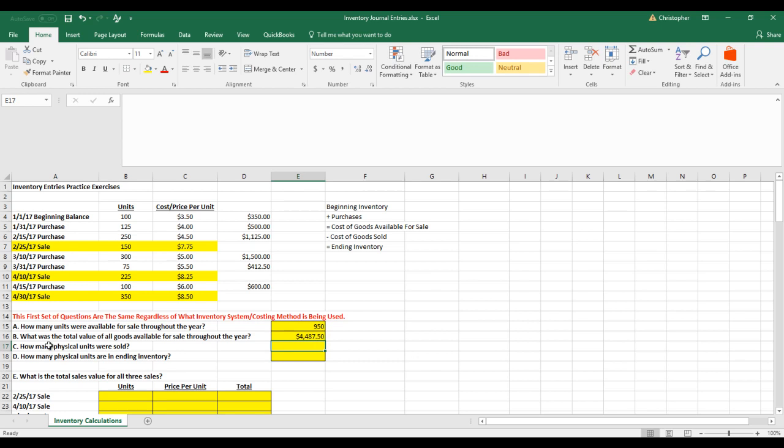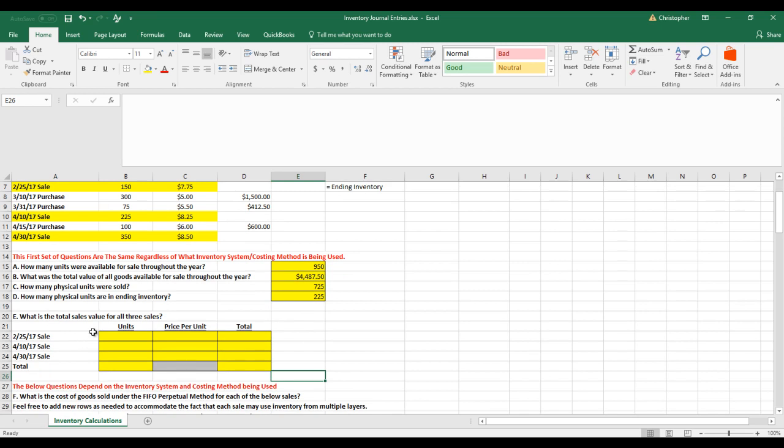C, how many physical units were sold? These are just the sales. We have 725 units, if you look at the sum, that were sold. We had 950 we could have sold. We did sell 725. That tells us the other 225 must be in physical inventory. So we can answer all of these questions without even knowing whether they're using FIFO, LIFO, or whatever.